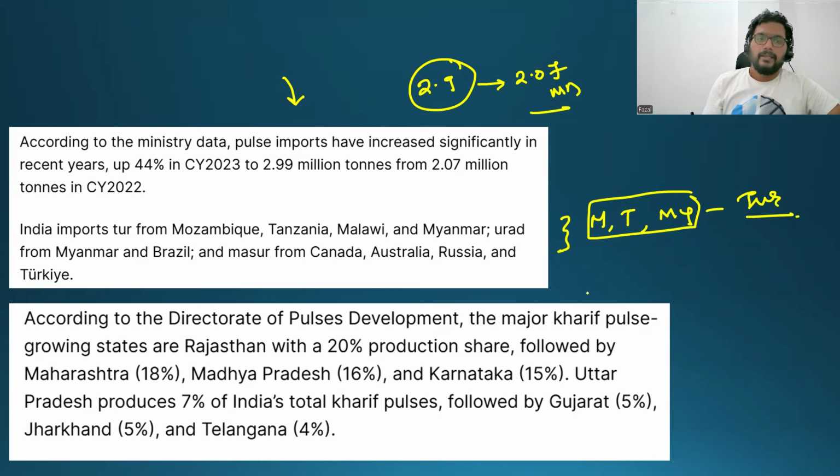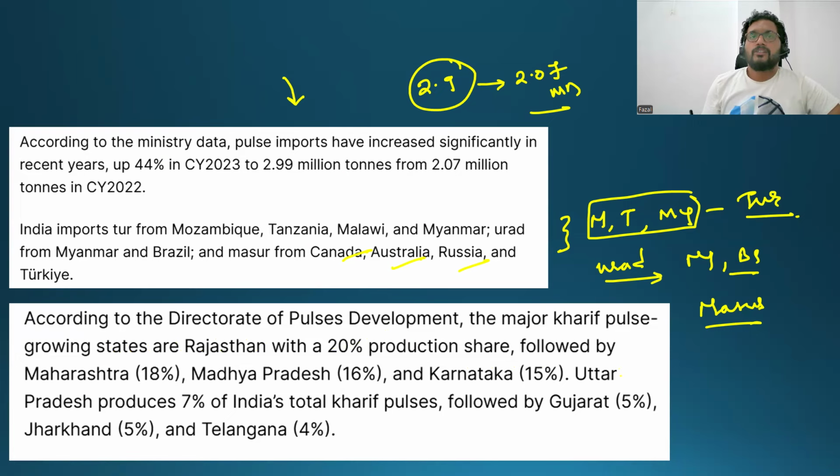Tur from these areas. And Urad, which we have discussed here. So Urad from Myanmar and Brazil. And Masoor from Canada, Australia, Russia, and Turkey.